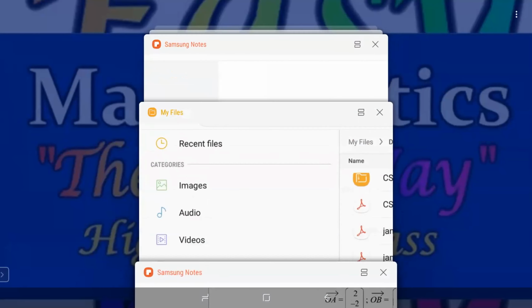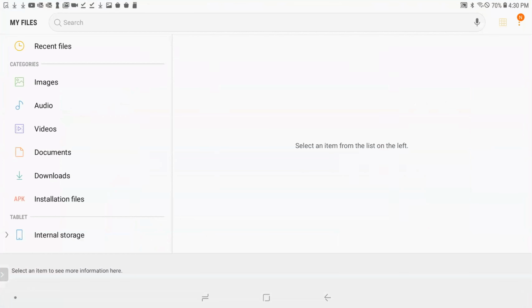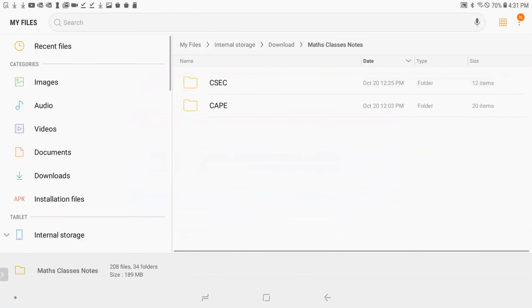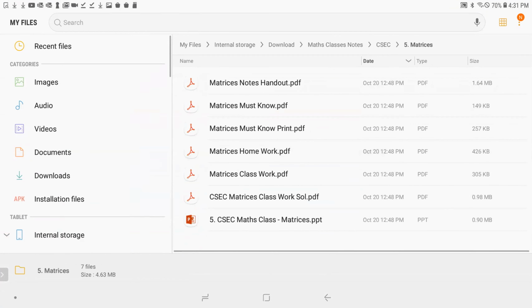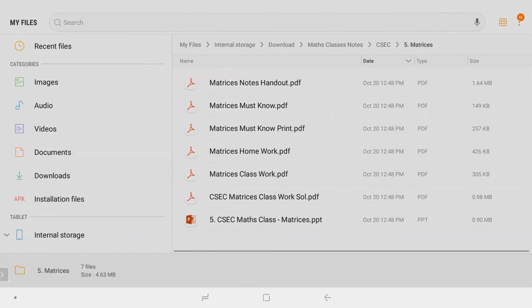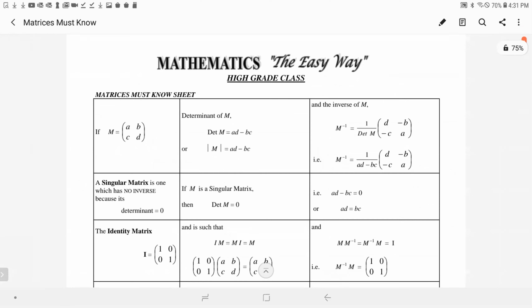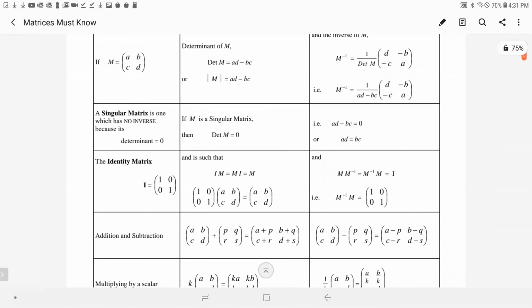But before we go to the questions, I want you to look at something that I want you all to pay keen attention to. Matrices, must know. So this guy right here, I'm bringing up on the screen now. You all have it in your handout. Let me turn it the other way for it to come up. Look at it.